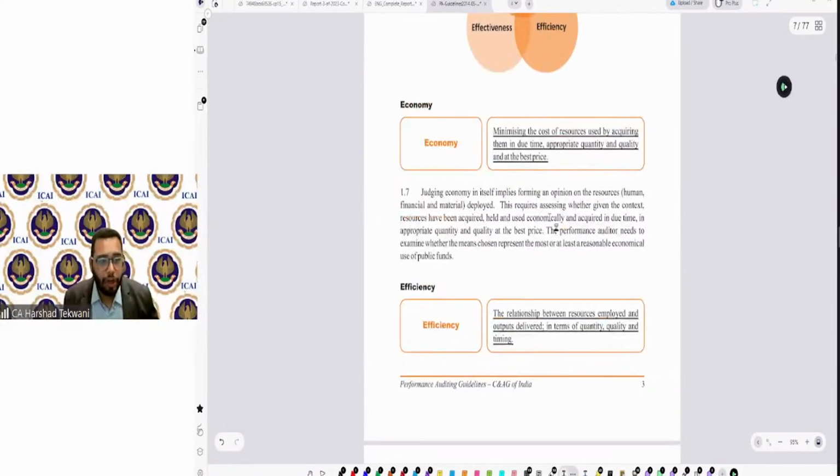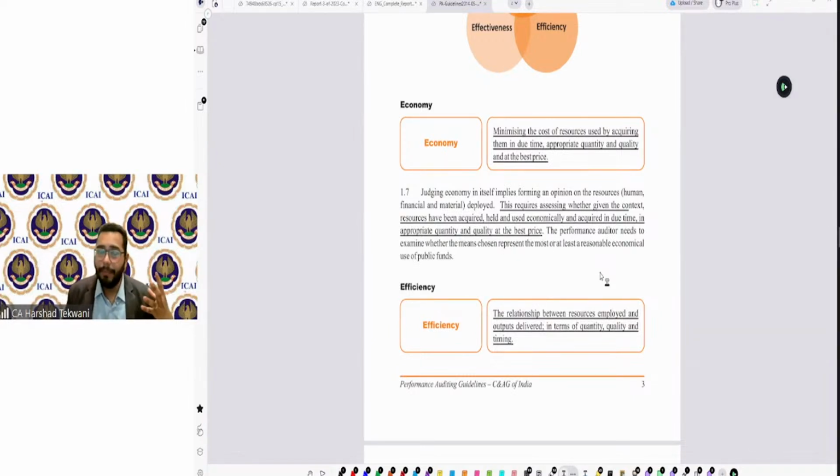When I talk about economy, this requires assessing whether, in the given context, the resources have been acquired, held, and used economically: acquired in due time, within the time, in appropriate quantity and quality at the best price. Whatever resource is there, whether I'm acquiring it in due time, it should not be that I'm acquiring more resources than required, which requires me to store them. If I acquire more resource than required, I will be incurring storing cost, warehousing cost, or whatever it can be.